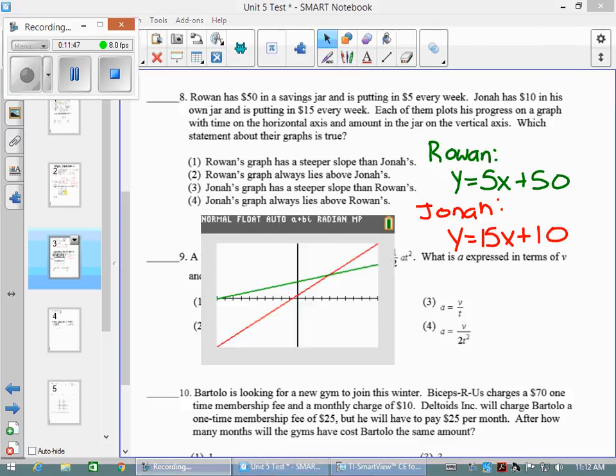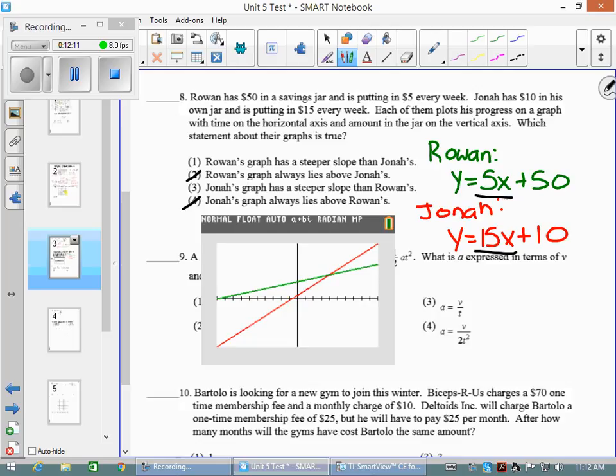So if we look at the graphs of these two equations, we see since we do have different slopes, 15x and 5x, these do not have the same slope, so they're not parallel. So one graph cannot always lie above the other because they have different slopes. Eventually, if lines are not parallel, they are going to cross. So we can get rid of choices 2 and 4.